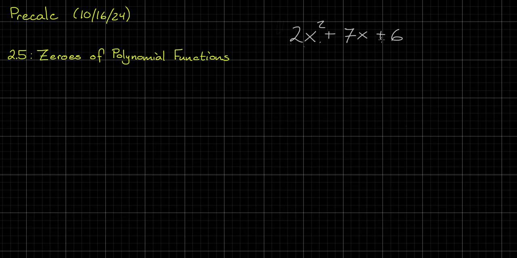This is different. Still a trinomial, but the leading coefficient's not a 1, which means shortcut completely out. Can't use it. I'm still going to start the same. 2 times 6 gives me 12. And factors of 12 that add to 7. 3 and 4. Okay. You changed it? Yeah, I erased it and changed it. Okay. 3 and 4.